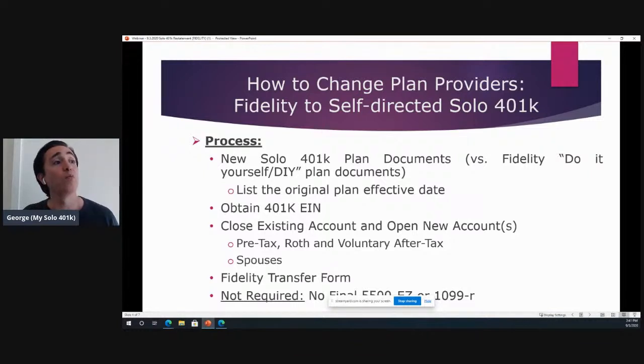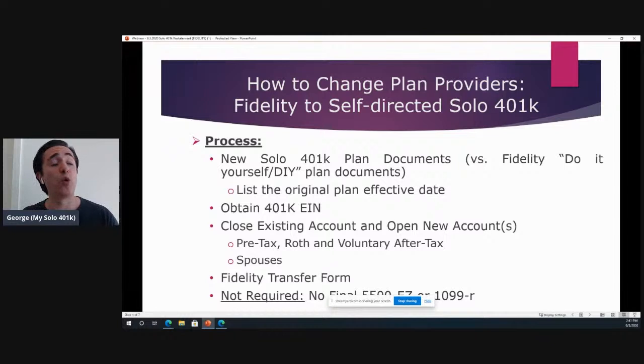So we would draft the plan documents. We would need to know the original plan effective date, because the plan is not ending, it's being restated. So when those restated documents are drafted, they're going to relate back to that original plan effective date when you first set up your free solo 401k at Fidelity.